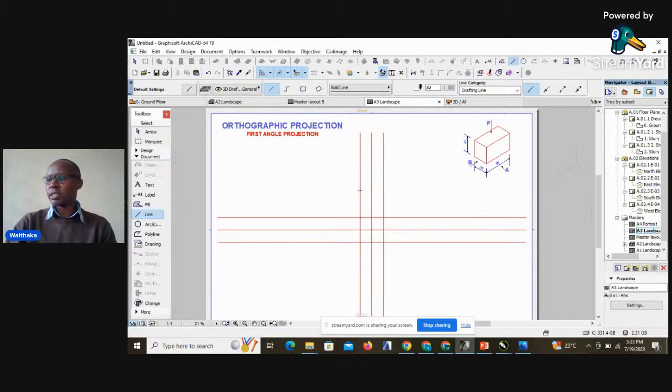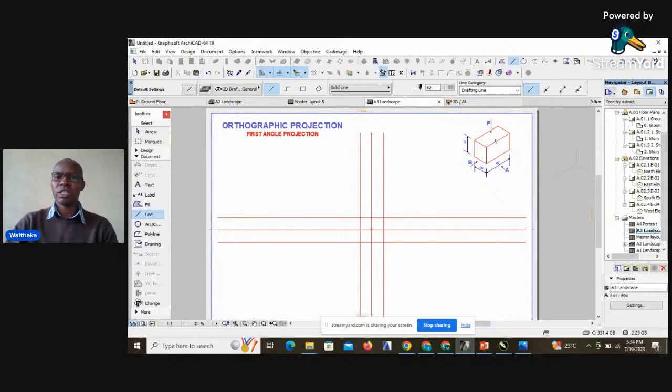So this is the page where we will discuss concepts that are related to orthographic projection, and therefore when we talk of orthographic projection, we are basically talking of projection of objects in angles of 90 degrees, because basically orthographic or ortho means 90.